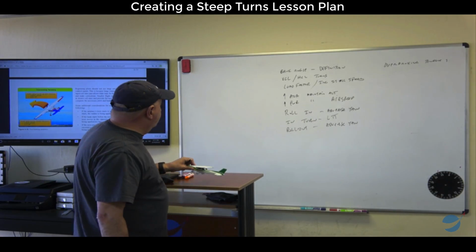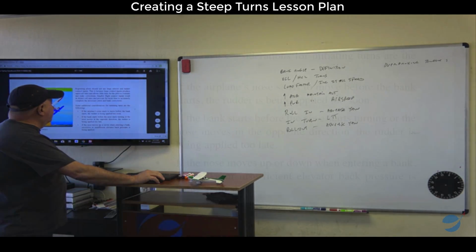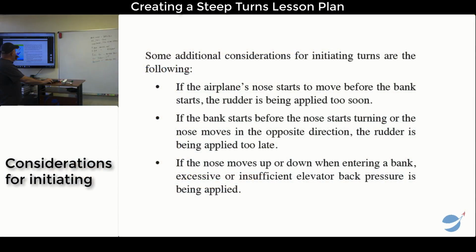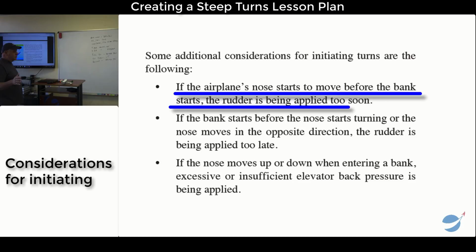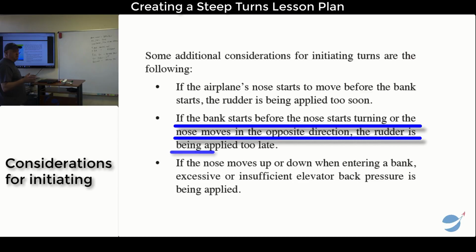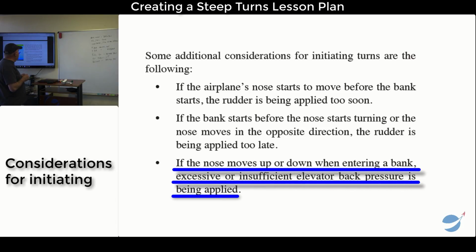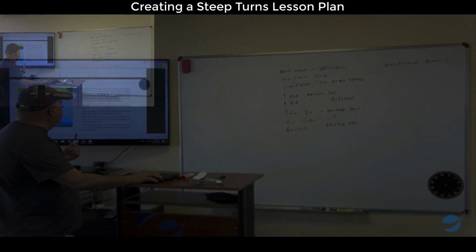And I think this is a very good part of the Airplane Flying Handbook, which talks about some considerations for initiating turns. If the airplane's nose starts to move before the bank starts, the rudder is being applied too soon. If the bank starts before the nose starts turning, or the nose moves in the opposite direction, the rudder is being applied too late. If the nose moves up or down when entering a bank, excessive or insufficient elevator back pressure is being applied. So I think these are things to bring out.